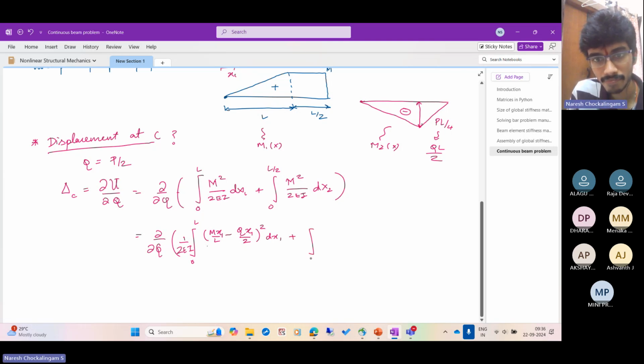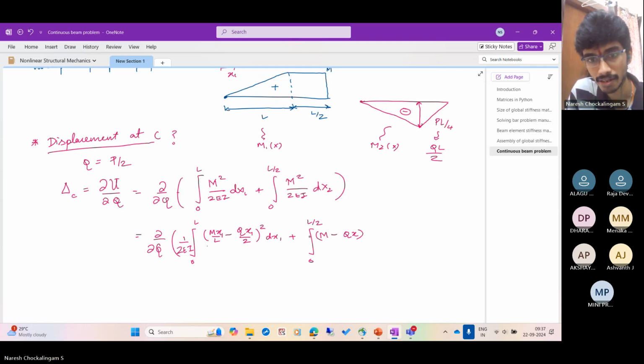And in the second span, what do we have? It's going from 0 to L by 2. In the first span, it is just M. In the second span, it is minus what, it is Qx, right? So at 0, it is 0. At L by 2, it is QL by 2. So it is just Qx. And you have 1 by 2EI here. And this is x2 dx2.